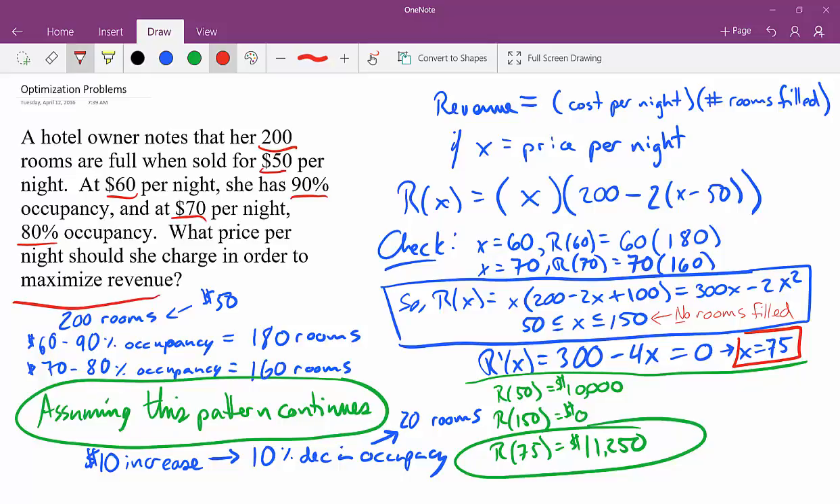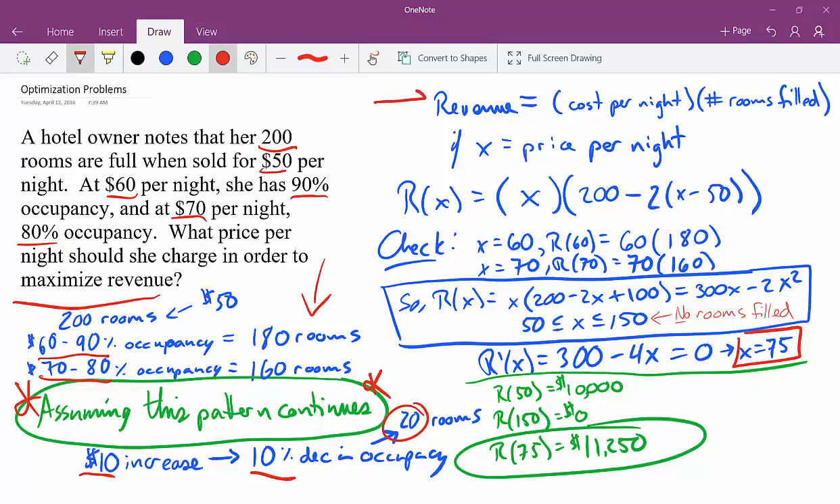So first off, on the left side here, we've just got a statement of the pattern that's happening. $60 is 90% occupancy, $70 a night, 80% occupancy. And again, for every $10 increase in price, we get a 10% decrease in occupancy. That's 20 rooms. 10% decrease is 20 rooms. So the key here is we're assuming that this pattern will continue for as long as necessary.